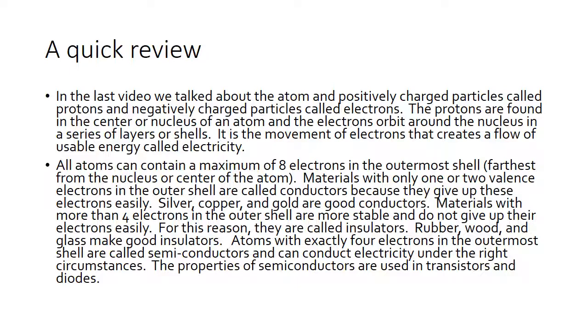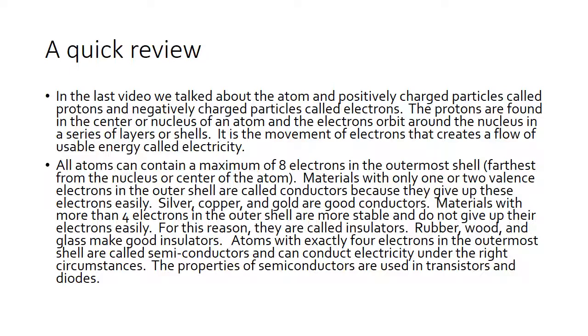Before we talk about the three basic elements of any electrical circuit, let's just do a quick review of what we covered in the last video. In the last video, we talked about the atom and the fact that every atom contains positively charged particles called protons and negatively charged particles called electrons. Protons are found in the center or nucleus of an atom, and the electrons orbit around the nucleus in a series of layers or shells. It is the movement of electrons that creates a flow of usable energy that we call electricity.